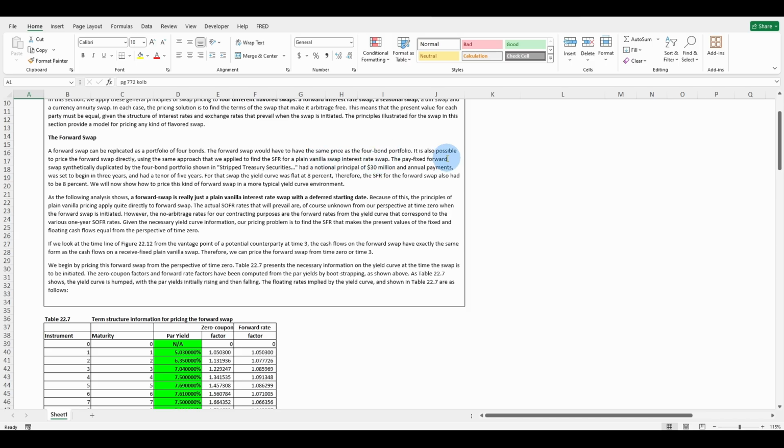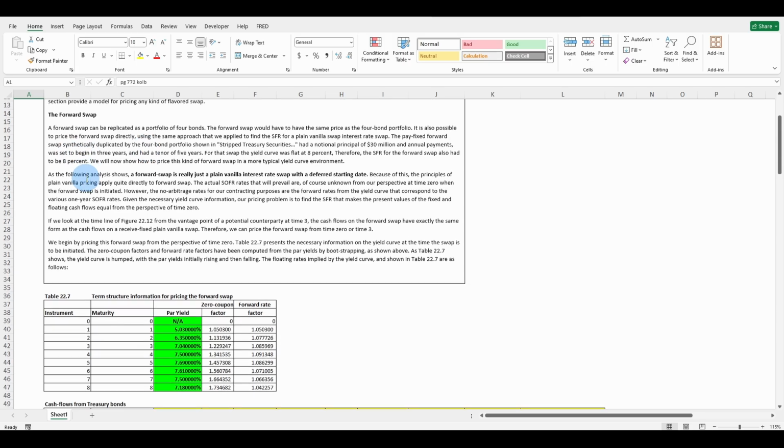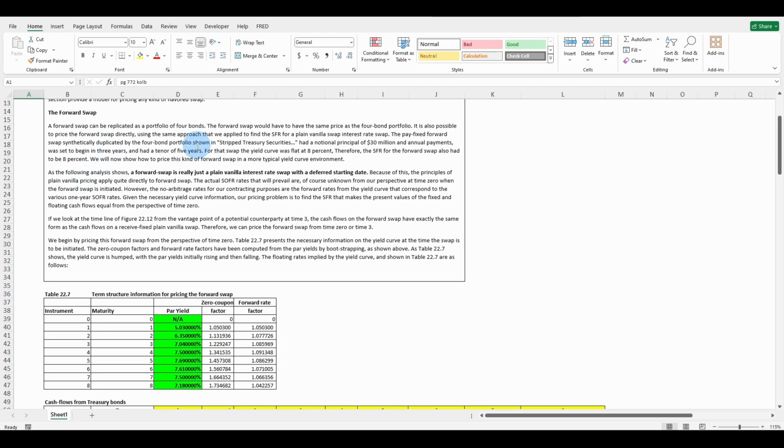The pay fixed forward swap was synthetically duplicated by the four bond portfolio shown in stripped Treasury securities at a notional principal of $30 million. In annual payments, it was set to begin in 3 years and had a tenor of 5 years. For that swap, the yield curve was flat at 8%. Therefore, the SFR for the forward swap also had to be 8%.